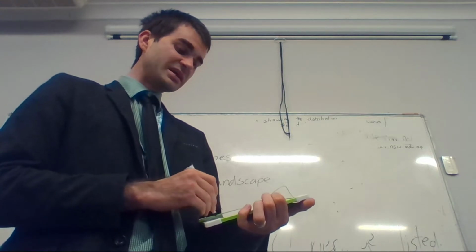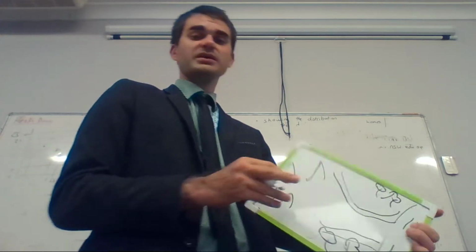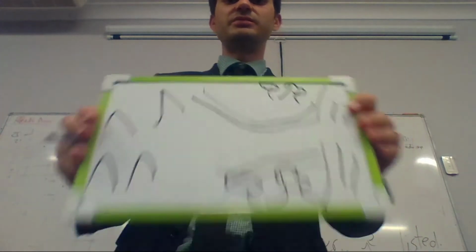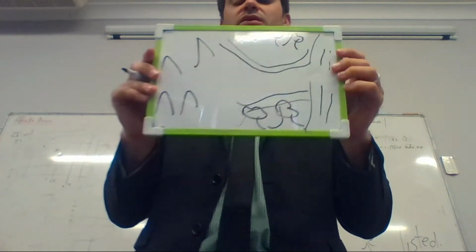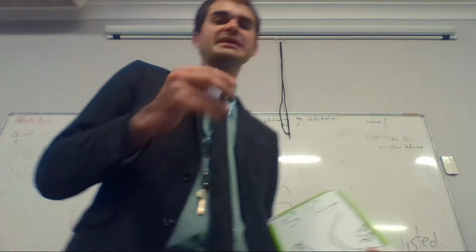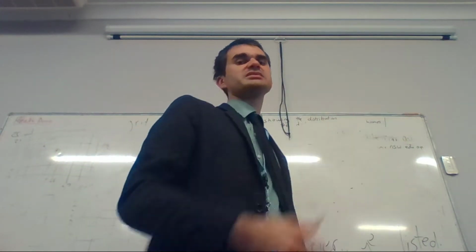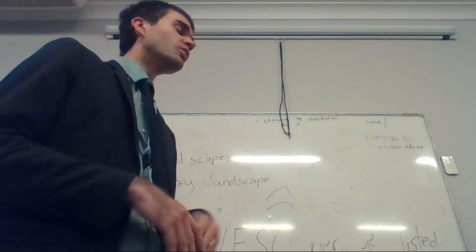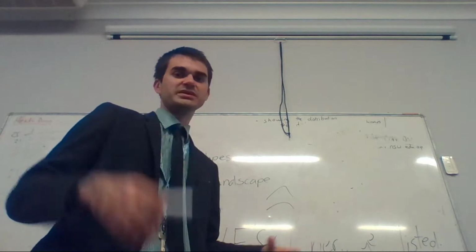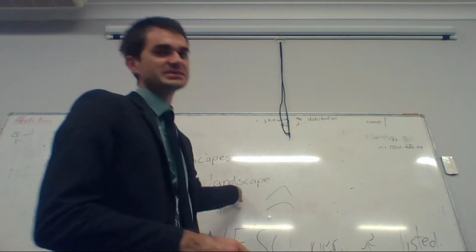So that is the landscape of Sydney. I know that looks terrible, but that's the landscape of Sydney. When you hear that word in geography and really anywhere, that's what it's saying. What is the landscape? It just means what are the main features of this place. So that's the Sydney landscape.